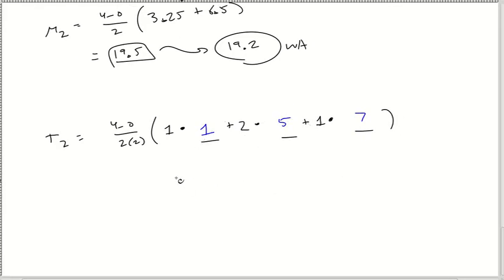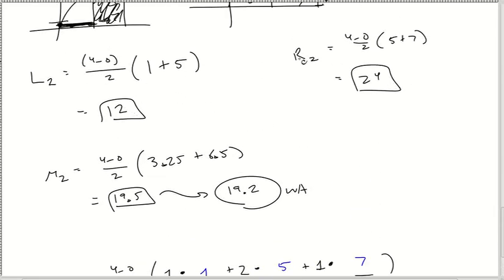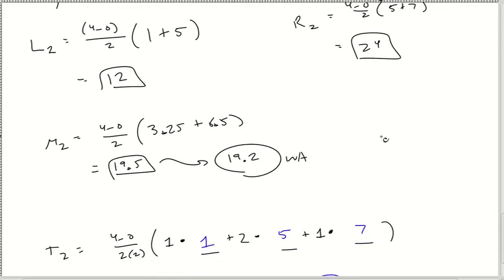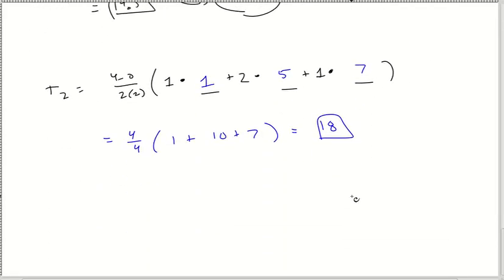So let's find out what this guy is going to be. A 4 divided by 4. 1 times 1 is 1. We got a 10, and we got a 7. Put it all together, and you get an 18 in the end. Again, that's going to be closer to the actual answer. And notice what's in between 24 and 12. I think it's 18. So, again, we're getting pretty close. So that's good.